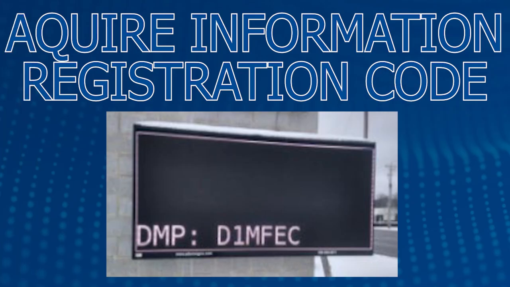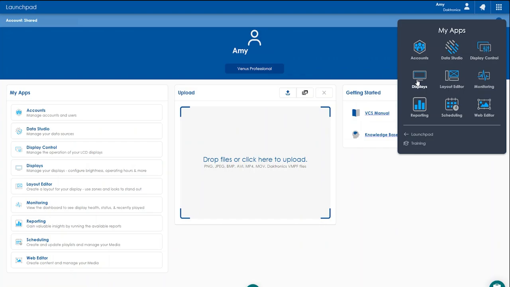The first step is to acquire the registration code. You may find this on the display itself. Now that we have the information we need, we can log into VCS and associate the device to the display.